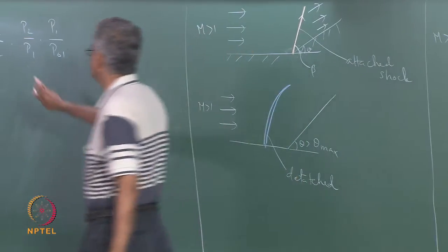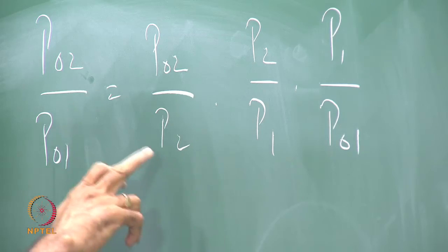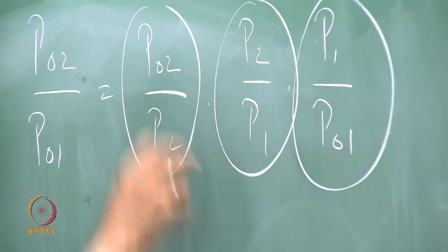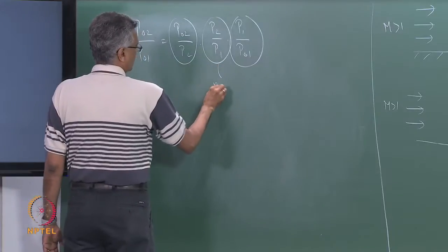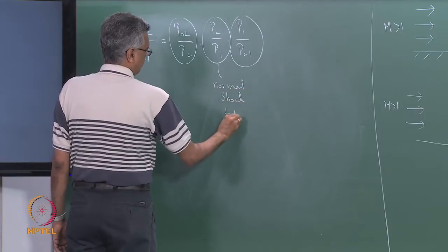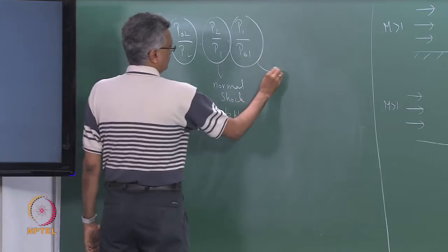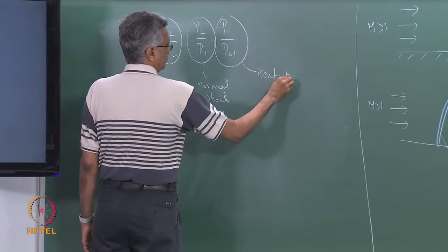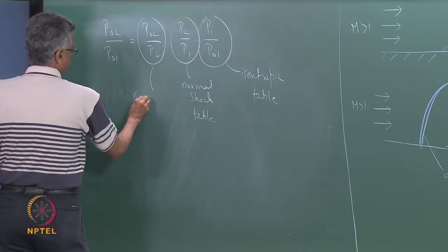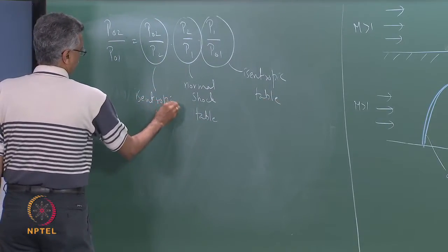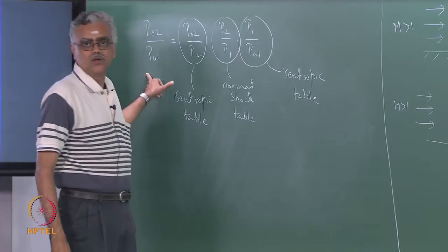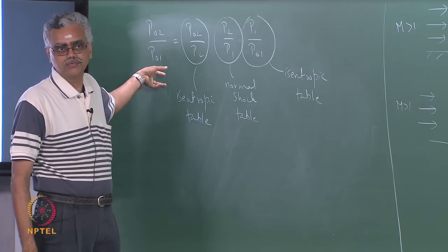which means stagnation quantities cannot be retrieved from the normal shock table for these problems. So you must write it this way, and for the given M2 and given M1, I can calculate this. I know P2 over P1 from the normal shock table. So this I can get from the normal shock table. So this I get from the isentropic table. And this also I get from the isentropic table. So that is how we calculate loss of stagnation pressure across an oblique shock wave.